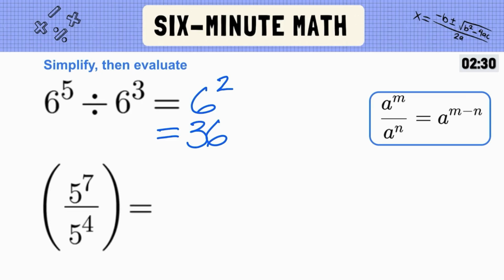What about 5 to the power of 7 divided by 5 to the power of 4? I have a common base of 5, and 7 minus 4 is equal to 3. 5 cubed is going to be equal to 125.